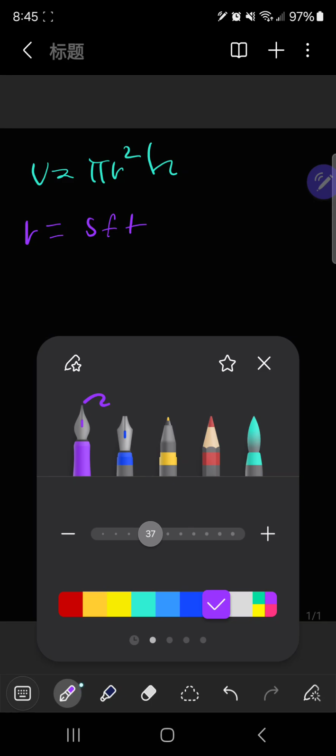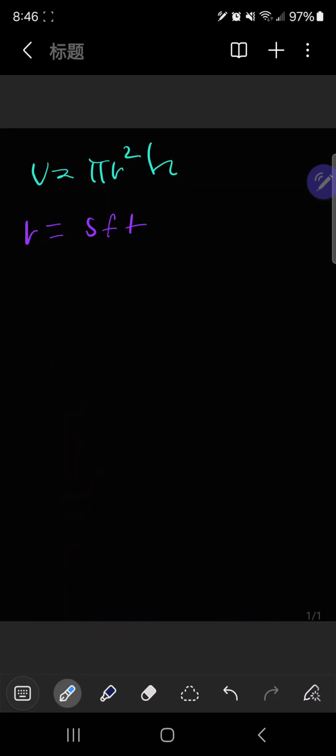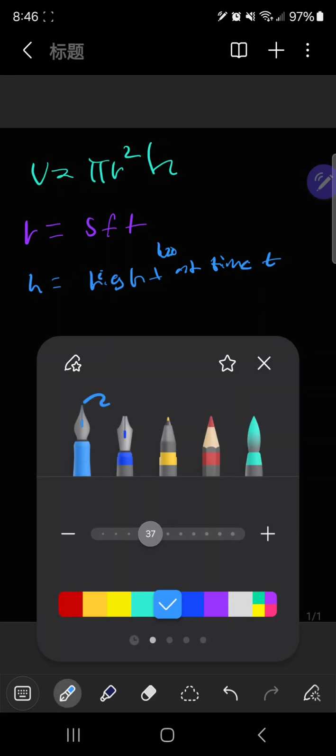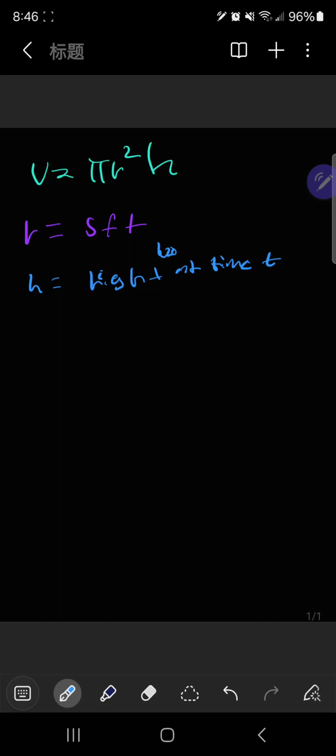Okay, so let's do that. H is the height at time t. And now we're going to use this volume formula to differentiate and find what it's going to be at time t. So let's do that.